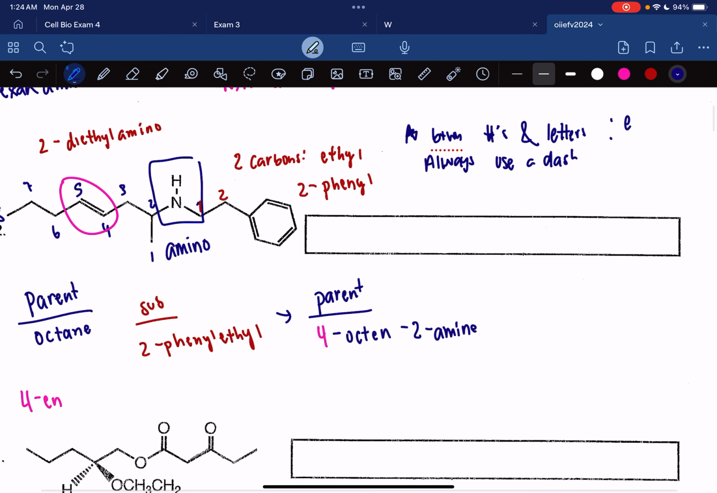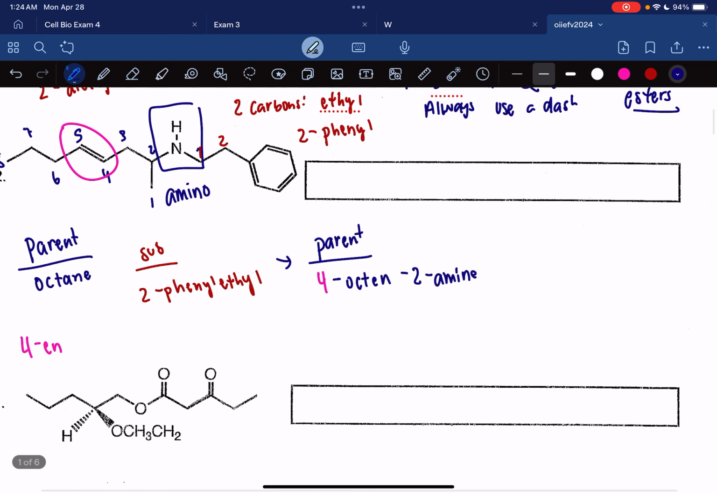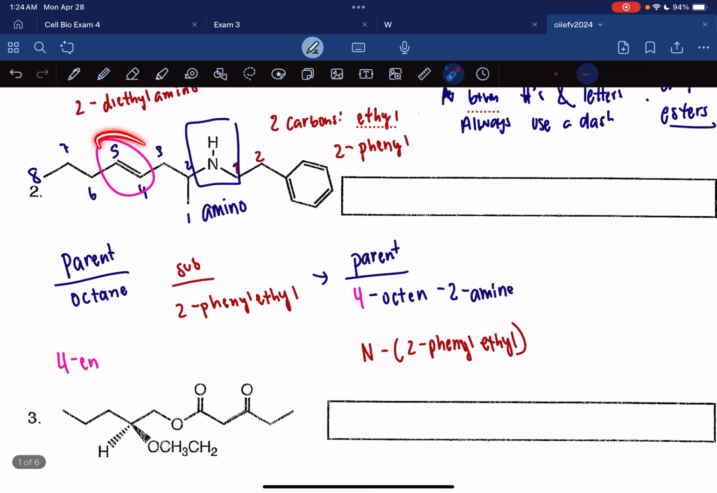Except, there's one exception, except esters. And we'll get to that example. Okay, but let's keep working here. So 4-octene-2-amine. So that's the parent. And then the substituent, since the parent is an amino group, we do treat it like an N. So we're going to say N, and then we say 2-phenylethyl.